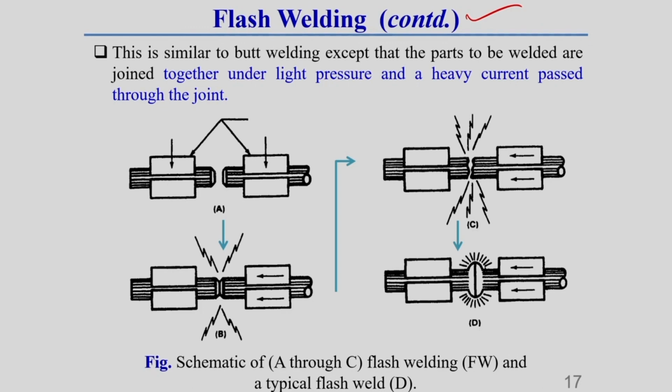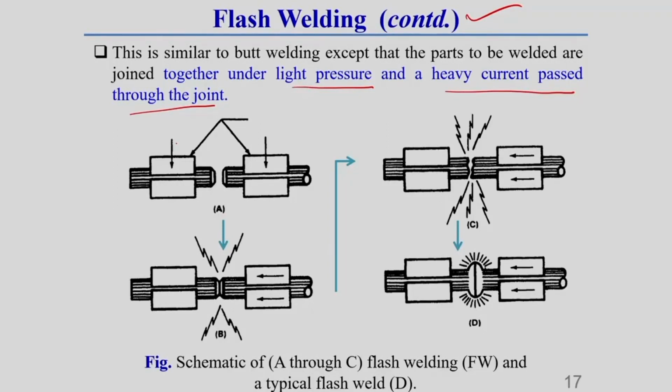This is similar to butt welding, except that the parts to be welded are joined together under light pressure and heavy current passing through them. Whereas in butt welding there is a different phenomenon that you already know: either some filler wire is applied or simply an arc is applied. Due to this arc, the two workpiece materials are melted and joining takes place, but generally no pressure is applied. But in the flash welding process, both pressure is applied and high current passes through the electrode or the two workpieces.